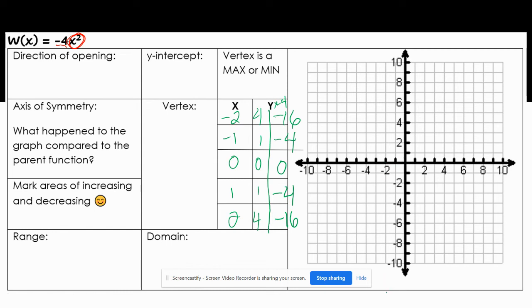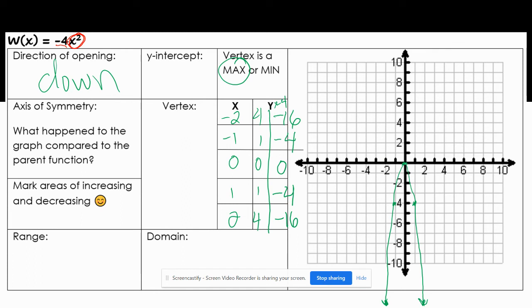Negative 2, negative 16 is way, way, way down here. So I'll estimate it like way down there. Negative 1, negative 4. 0, 0. 1, negative 4. And 2, negative 16. Again, doing your very best to try to make sure that we know that this is a curvy U line, not a V. And there's our graph. Well, our graph is clearly opening down, which makes our vertex at the top, which is a maximum.